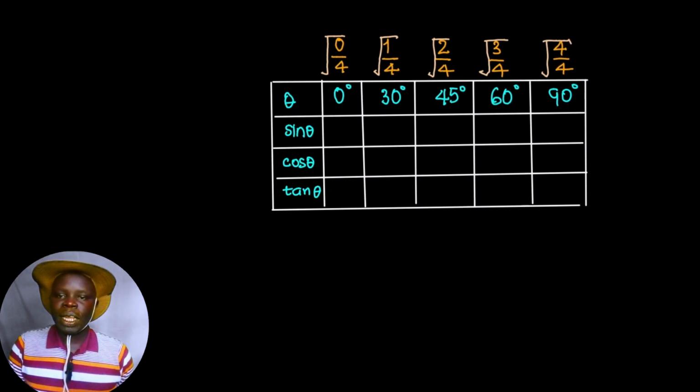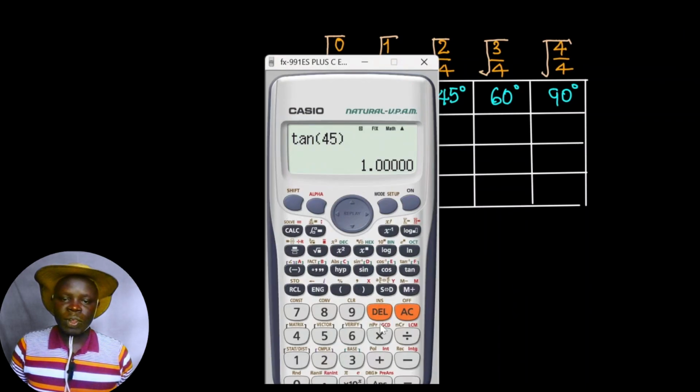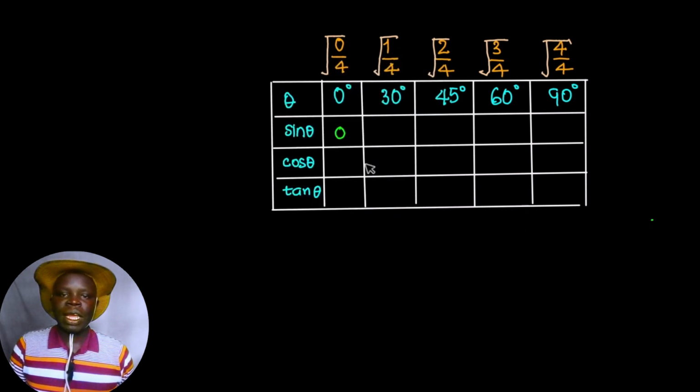So let's start filling in our results for the first one. Here that is 0. If we divide 0 by 4, you get 0, and the square root of 0 is 0. So this becomes our first result for sine of 0, giving us 0. And quickly, I will go ahead and show you that indeed sine 0 gives you 0.